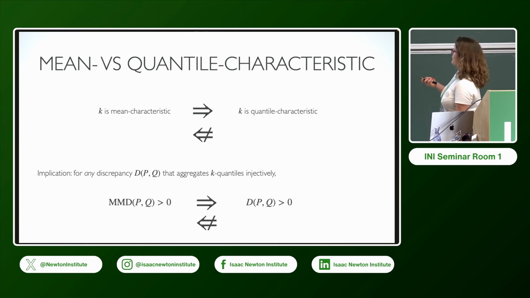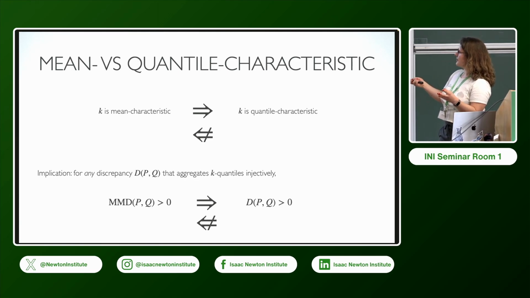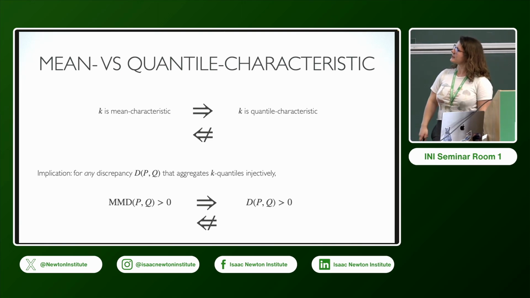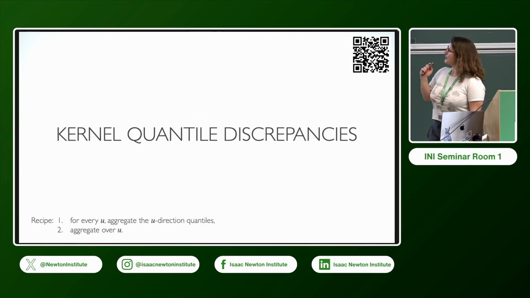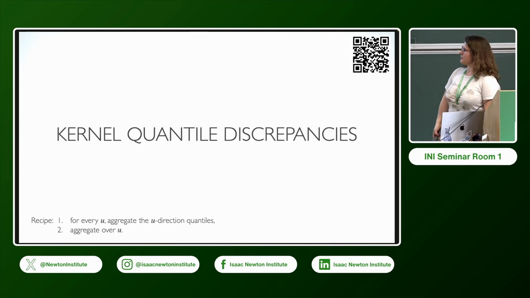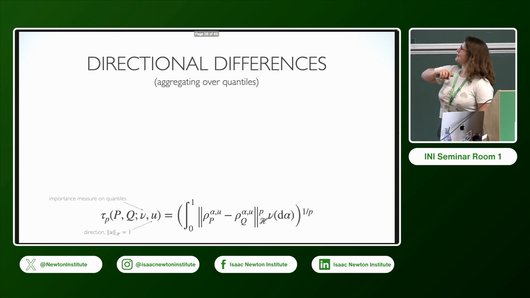Okay, we go through that. Implication: for any discrepancy that aggregates quantiles injectively, if MMD is able to tell P and Q apart, then so can D, and not the other way around. Being able to tell distributions apart is the key property of a distance, so this is great. Next, we're going to build a specific family of such discrepancies and suggest estimators for them. The recipe is, for every U, we aggregate the quantiles and then do an aggregation over U, and if both are injective, then we're basically done. I would normally pause here for questions, but we just had a session, so I will move on.